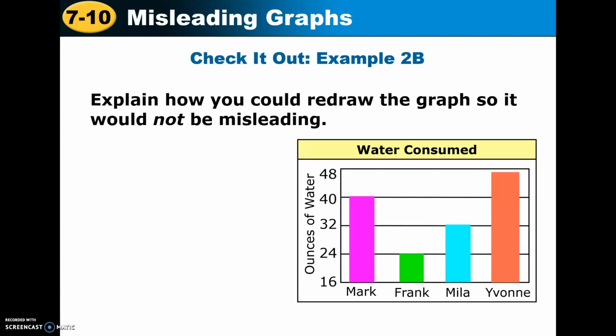Okay, explain how you could redraw this one so it's not misleading. It's a no-no to start at 16. Have this be not 0. And you can't start at 16 and then go up by 8, and then go up by 6, and then go up by 8. Wait, no, that would be, never mind. You can't go up by 16 and then 8, 8, 8, 8. That's not okay. You have to have the same interval spacing.